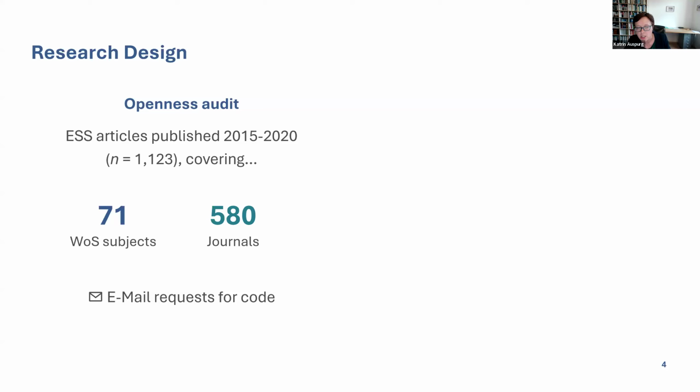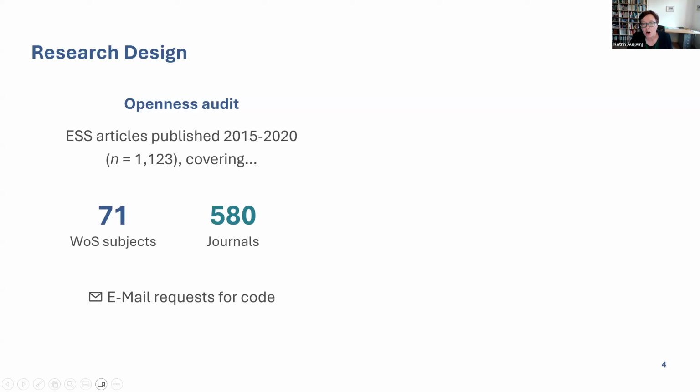And what is also specific to our study is that these articles not only cover a broad range of different disciplines or Web of Science subject categories, but also many different journals, including not only top-level journals, but also B and C journals of a bit lower level.